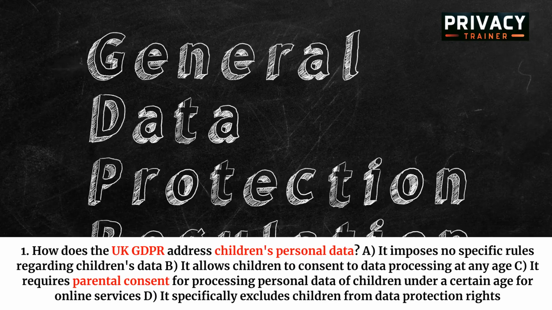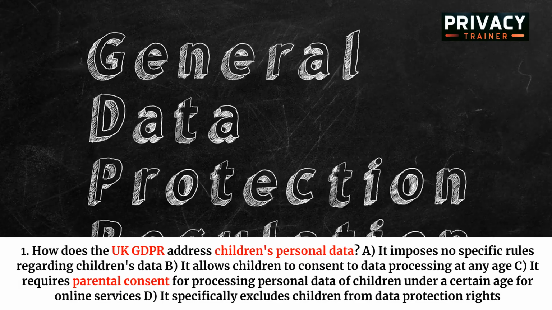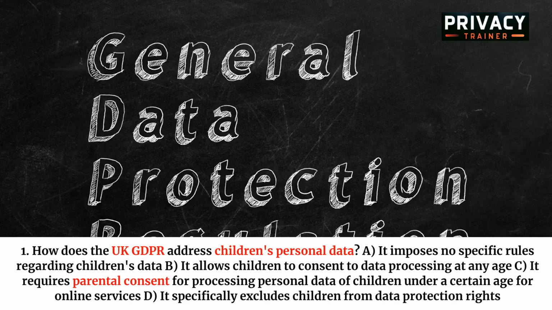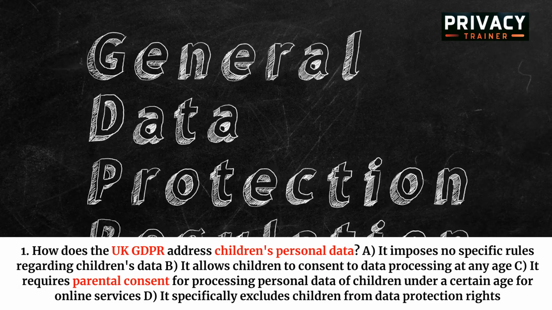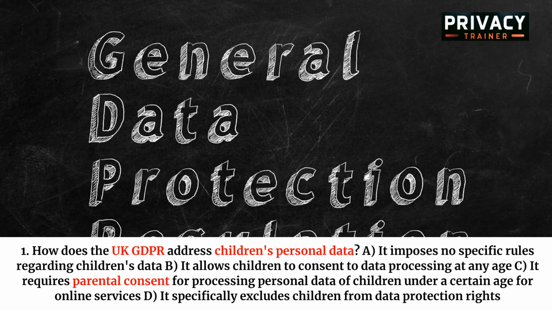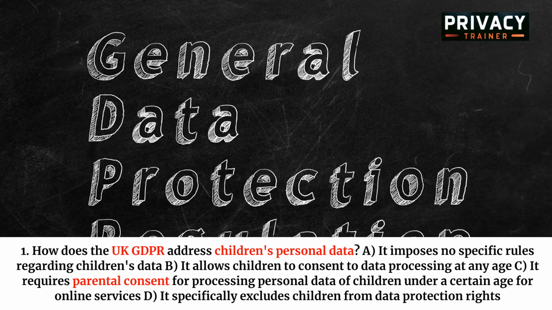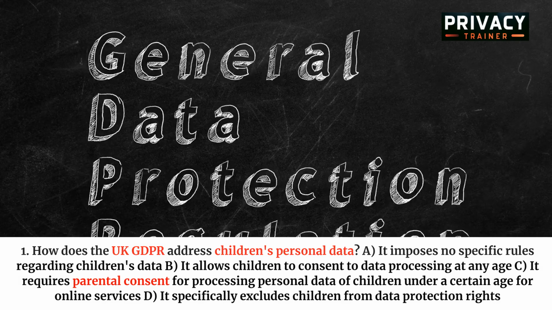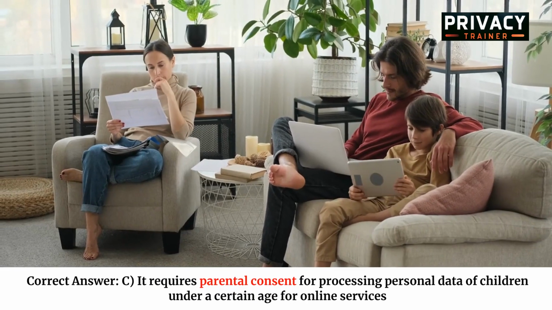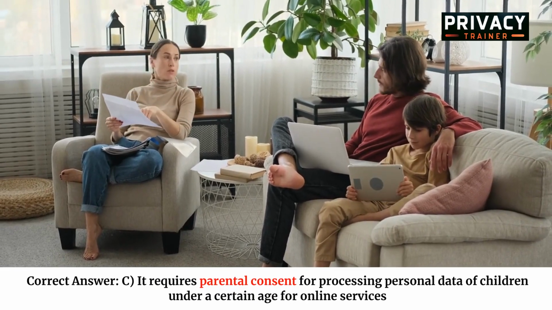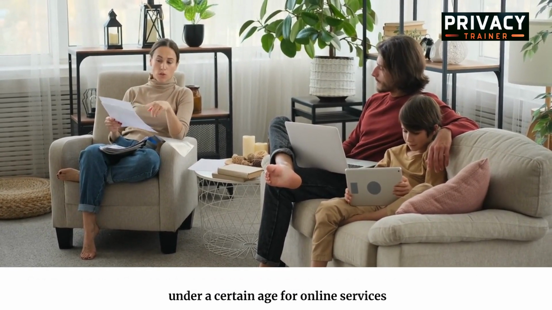1. How does the UK GDPR address children's personal data? A. It imposes no specific rules regarding children's data. B. It allows children to consent to data processing at any age. C. It requires parental consent for processing personal data of children under a certain age for online services. D. It specifically excludes children from data protection rights. Correct answer: C. It requires parental consent for processing personal data of children under a certain age for online services.